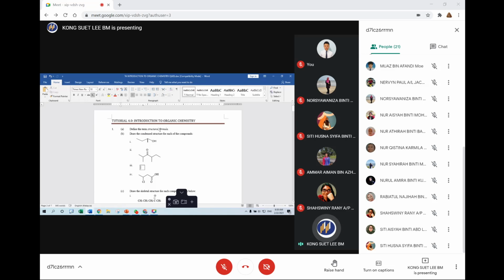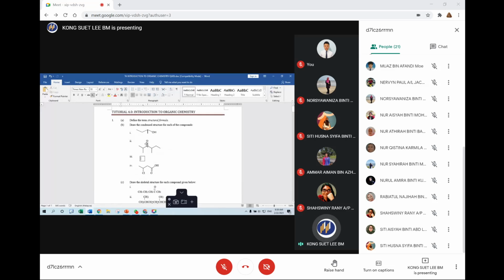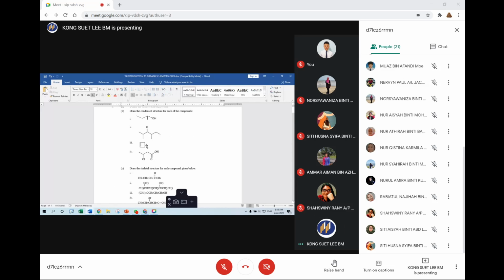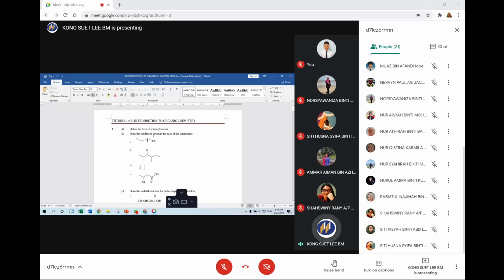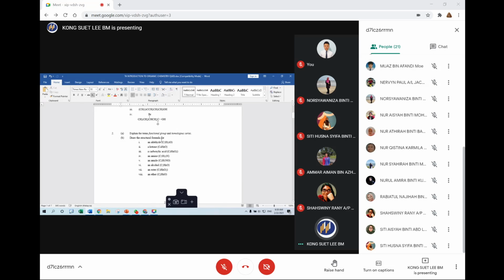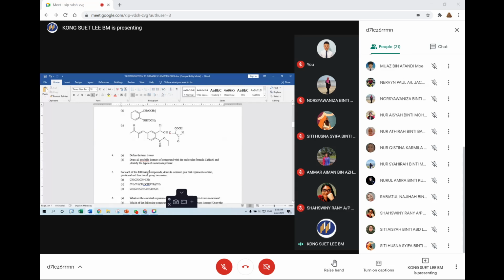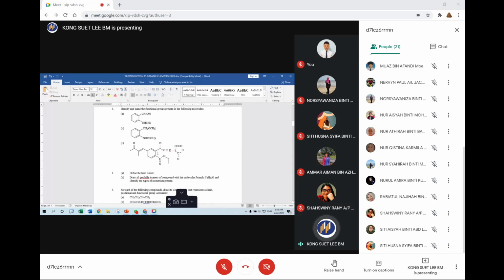If you check the tutorial, question 1 is about the expanded, condensed, and skeletal structure. Define structural formula, draw condensed structure. This one is a skeletal question and asks you to draw the condensed. And this is condensed and asks you to draw the skeletal structure. Then question 2, explain functional group and homologous series. The molecular formula is given and you draw the structural formula. Then identify and name the functional group.